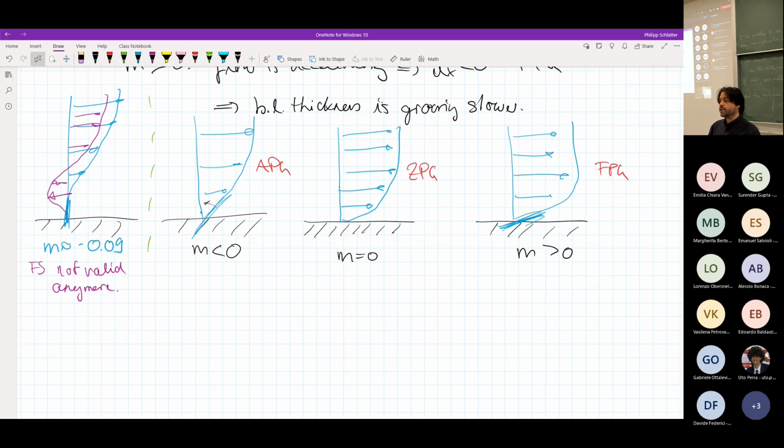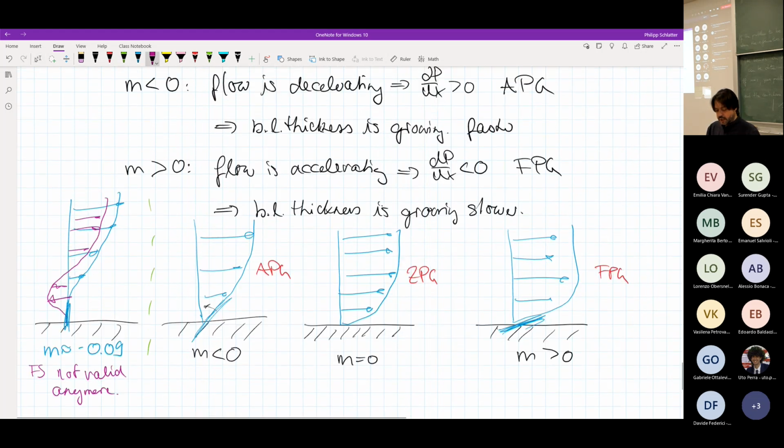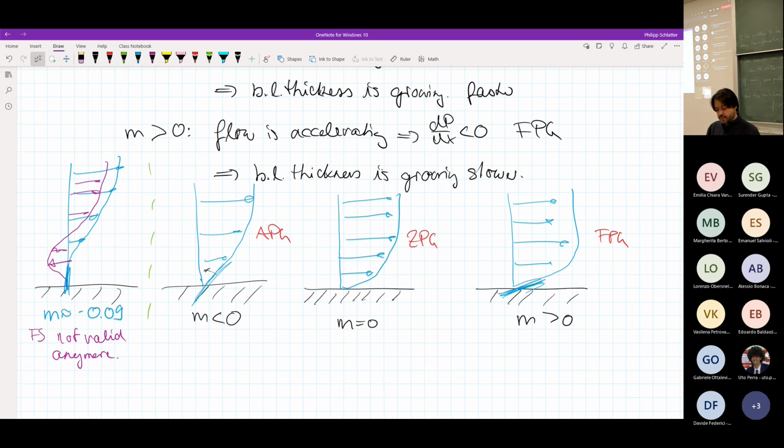Okay, any questions so far, or anything unclear? In case m increases to more than 0, you mentioned that we have more skin friction. Yes. But in the Blasius case, if you increase the Reynolds number, you will decrease the skin friction. Yes. So why are both of them different?